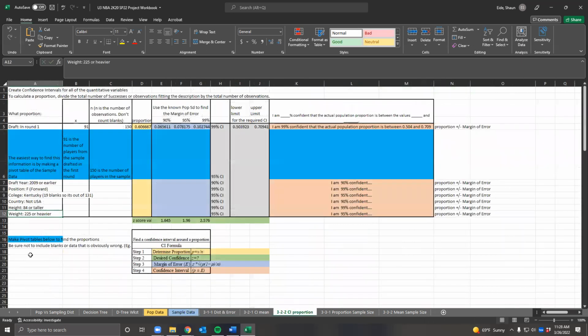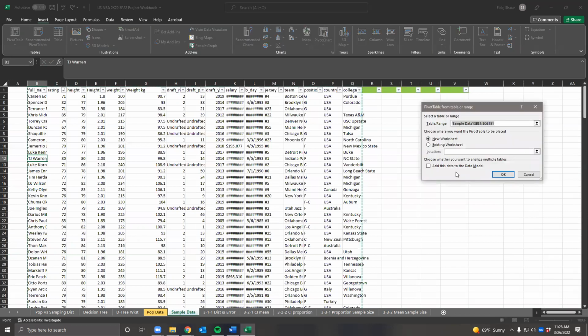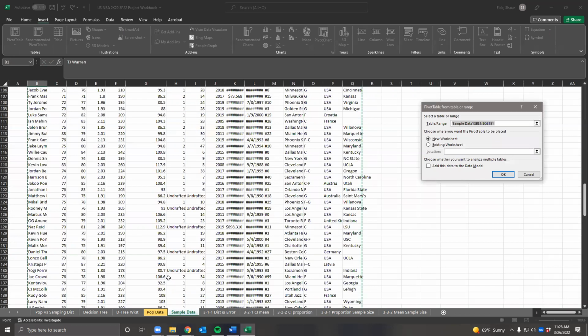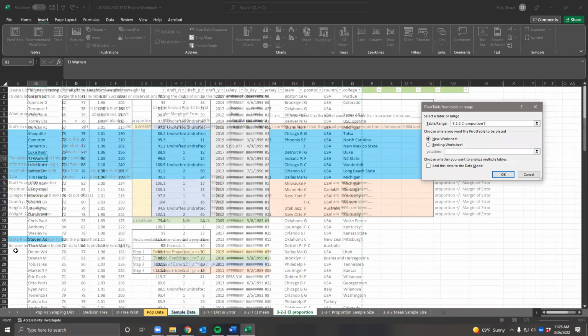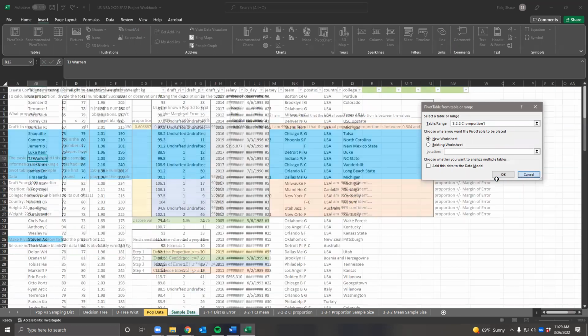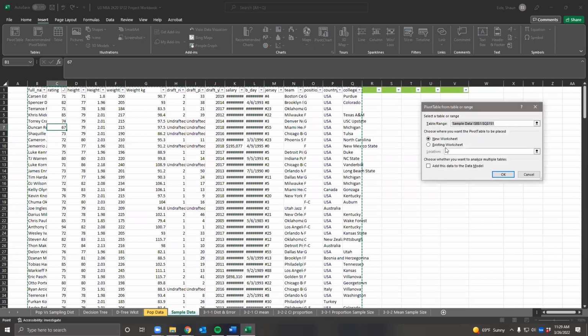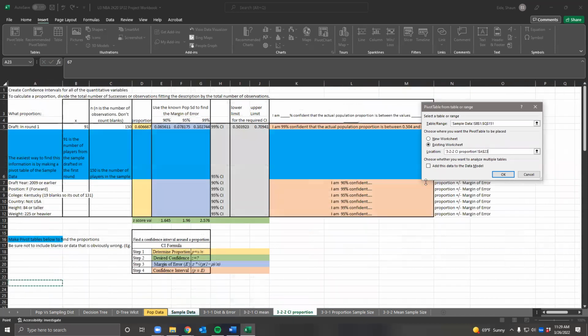But what you're doing coming right here is you're going to insert a pivot table. We're going to go to the sample data and say insert pivot table. Then we're going to take all of this information, making sure it goes all the way down. Now go into an existing worksheet, go to 3-2-2, come right down here, press OK.